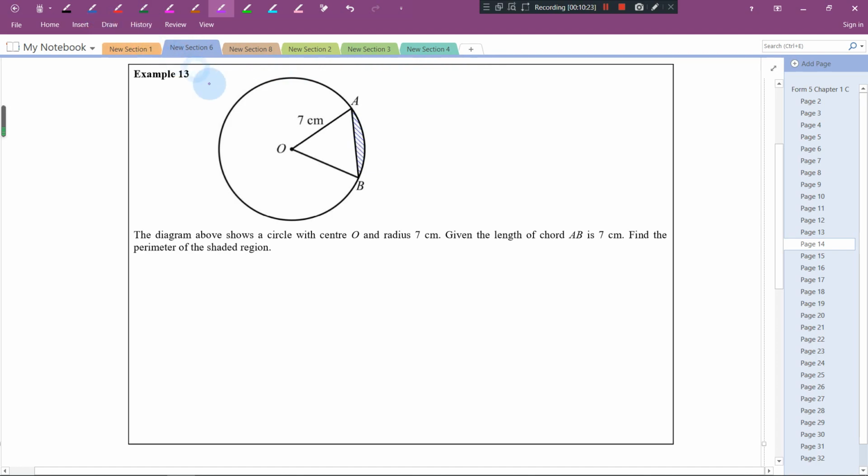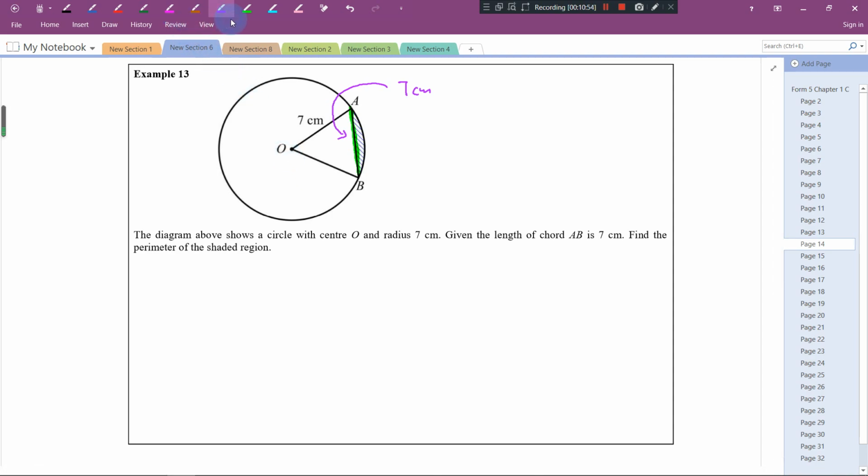Okay, now let's try these questions. Another question. The diagram above shows a circle with the center O and the radius is 7 centimeters. Given the length of chord AB, so the length over here, AB. Okay, let me use a highlighter. AB here, this is a chord length, 7 centimeters. Find the perimeter of the shaded region.